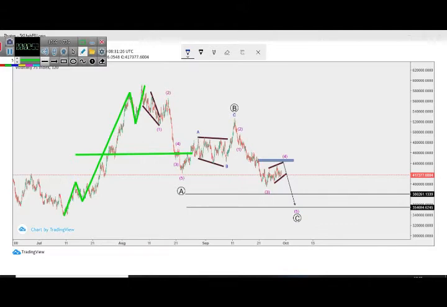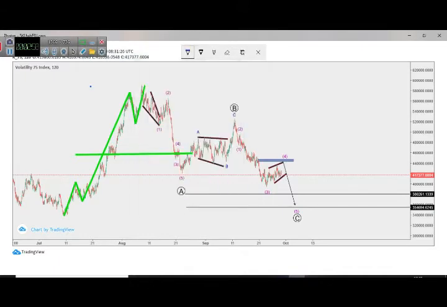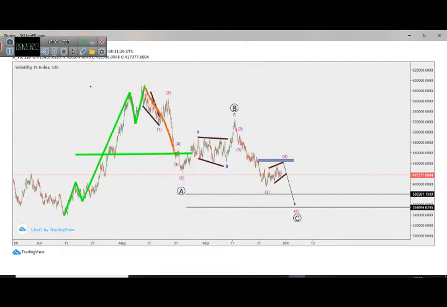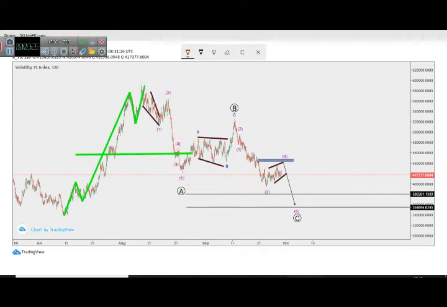if price breaks below this 50%, the count changes. It will no longer be a 1, 2, 3, 4, 5. The whole count changes. So now what we're going to look at today, we're going to look at this.